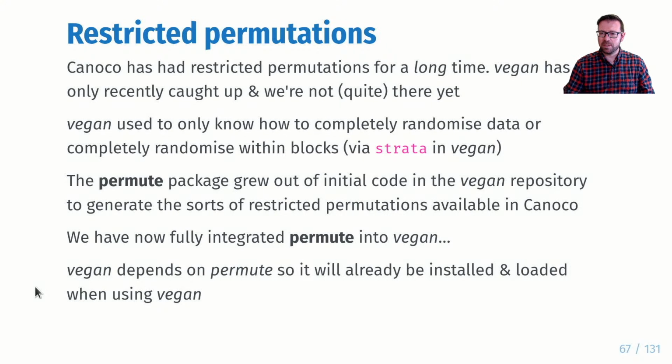As I've shown you, the permutations argument controls how we do these permutations, and that is using all of the functionality from permute. So I'm going to go through some of those restricted permutations and show you how they work, and show you some examples. Now, permute is loaded. It's a dependency of vegan, so it will actually be loaded and available for you. So you can use the functions within permute without loading it explicitly yourself.